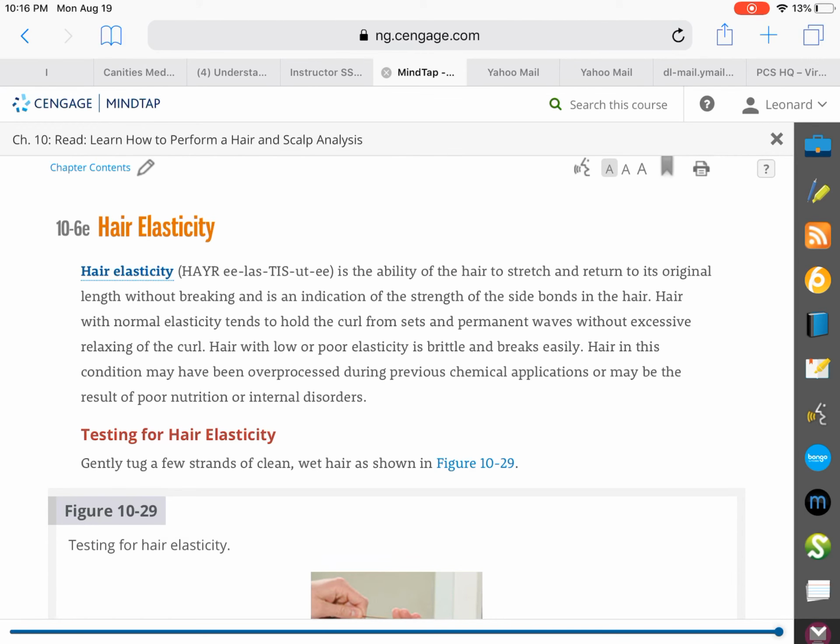Now, elasticity is very important. That's the ability for the hair to stretch and return to its original length without breaking. This indicates the side bond of the hair. So this is for my people that get curls. You want the curl to take, so you want the hair to be slightly elastic. Now, how do you tell if you have low elasticity, or what you would call poor elasticity, or normal?